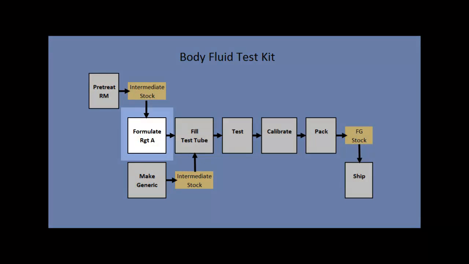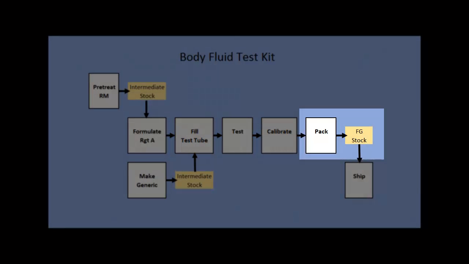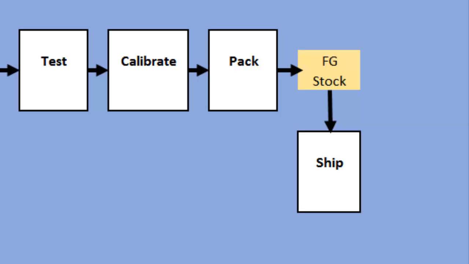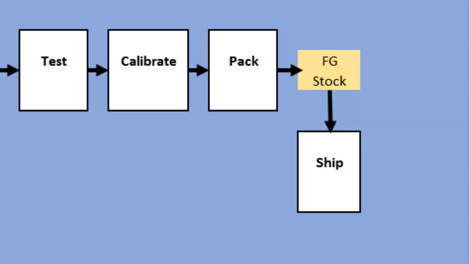So the main process starts with formulating the reagent, filling the test tube with the solid and the special reagent, testing it, calibrating it, packing it, and then putting it into a finished goods stock as if you were a distributor. Then the last process we've put in here is the shipment. So we have a truck that's taking those 11 variants out to the various customers on a regular basis. So from the model's point of view, response time is simply from that finished goods stock to the customer. So let's see what the operations model looks like.